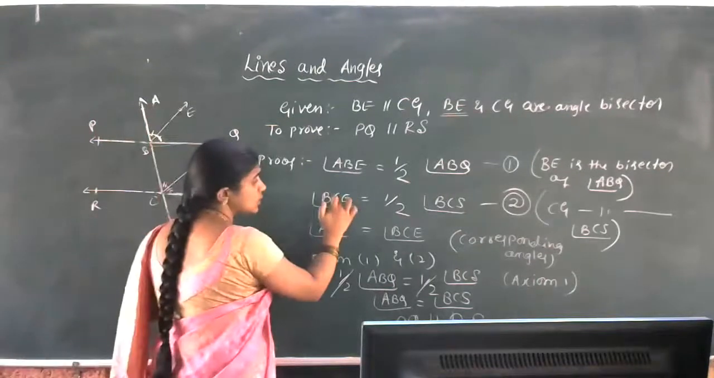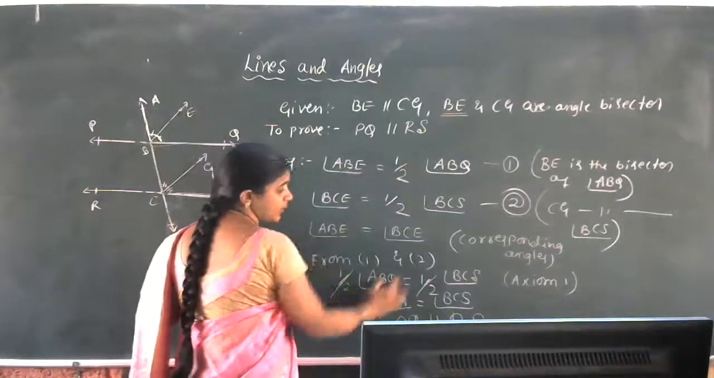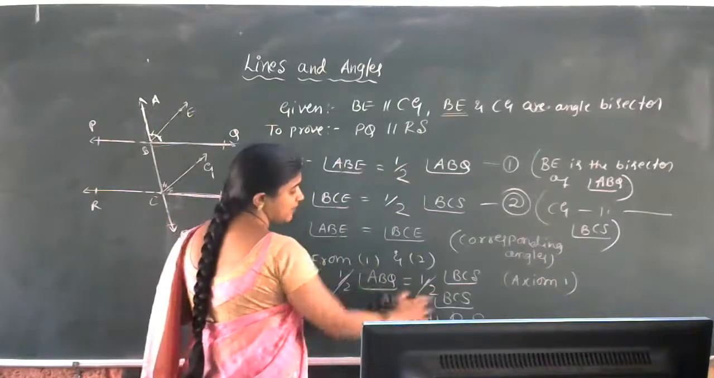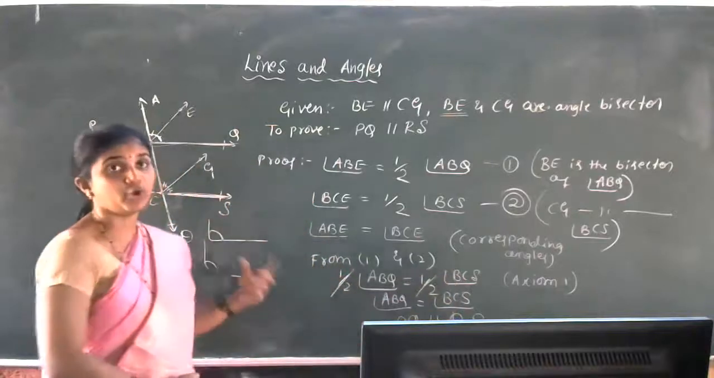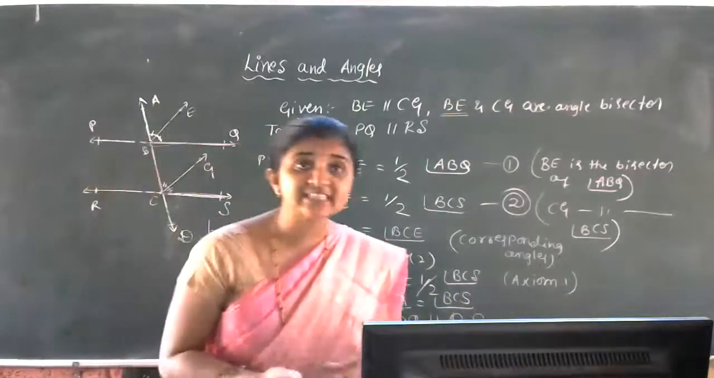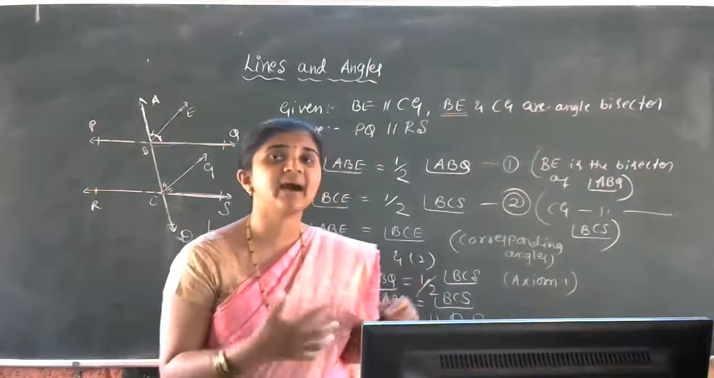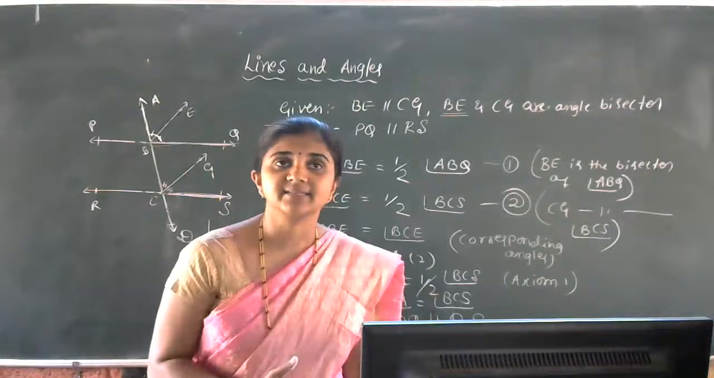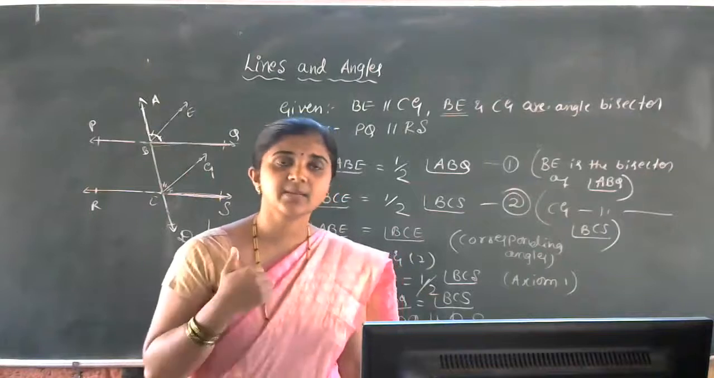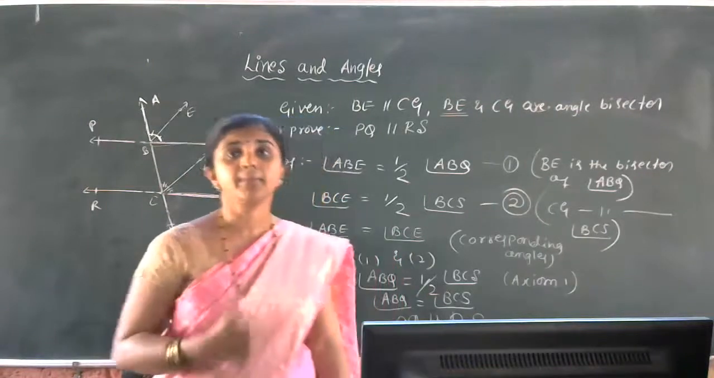If these two are equal, these two are also equal according to axiom 1. Half cancels, so ABQ is equal to BCS. Therefore, the pair of corresponding angles are equal, then the lines are parallel. Hence, PQ is parallel to RS. Is that clear, students? This is about the second example problem.